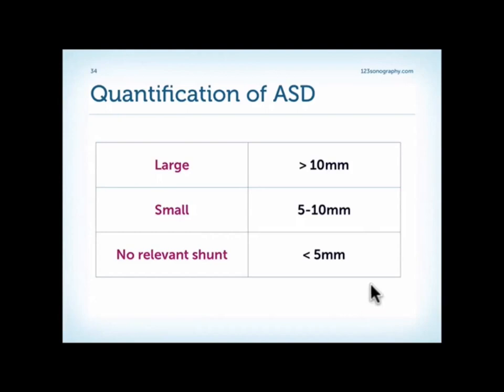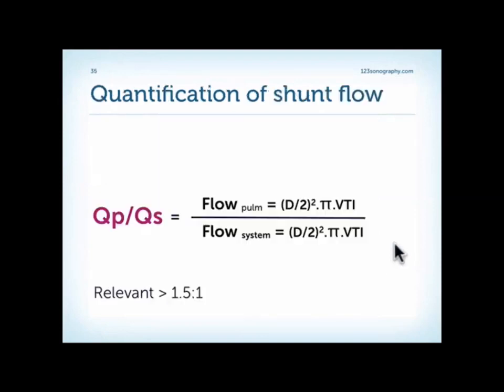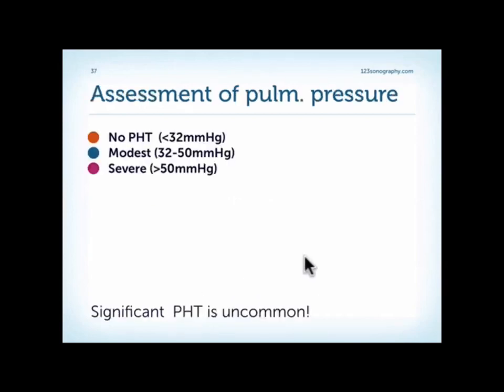So how would we quantify ASD? By just looking at the size of the ASD. As I mentioned before, it does not really give us an idea how much shunt there is. So we measure the diameter of the pulmonary artery, measure with pulsed wave Doppler at the same site the velocity time integral and get the pulmonic flow, and the ratio between both will give us Qp/Qs, the shunt ratio. As soon as we end up with a shunt ratio of 1.5 or more, we would call this a significant shunt.